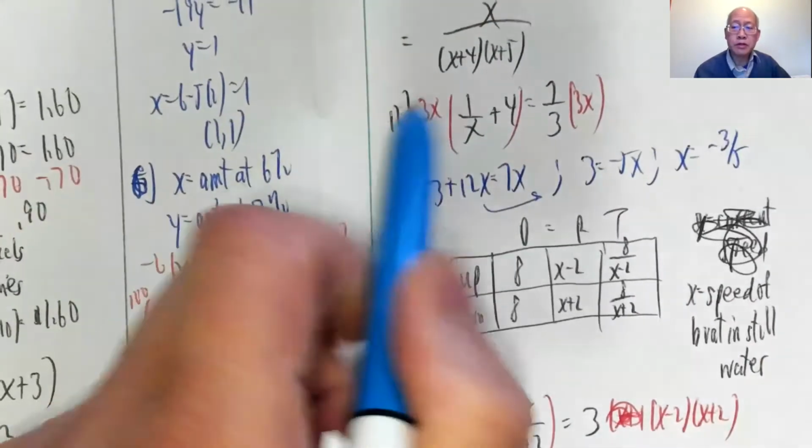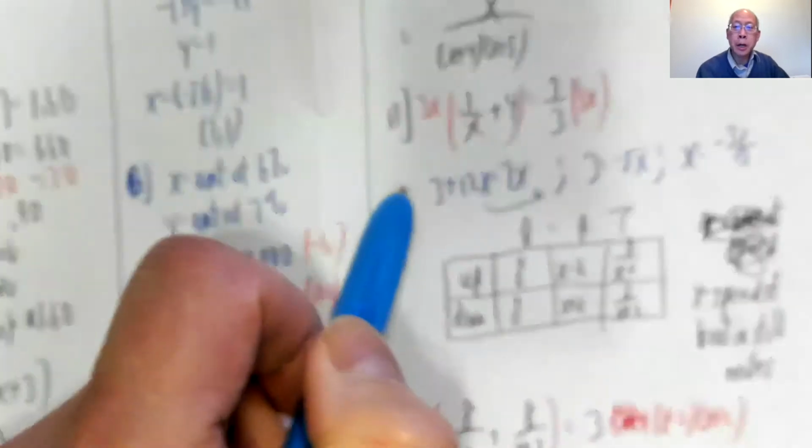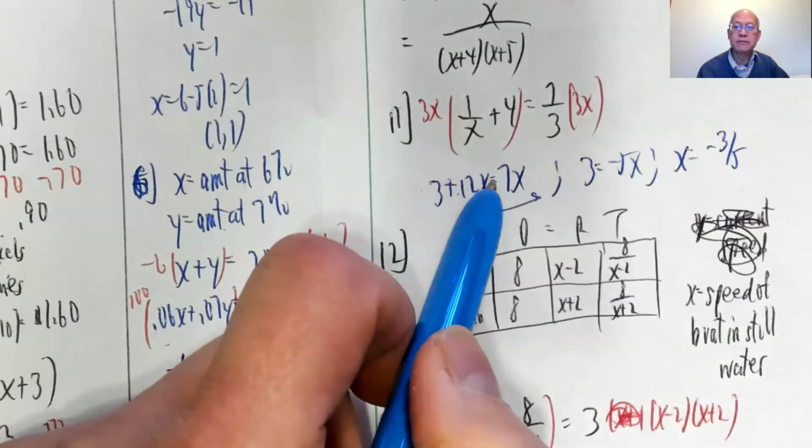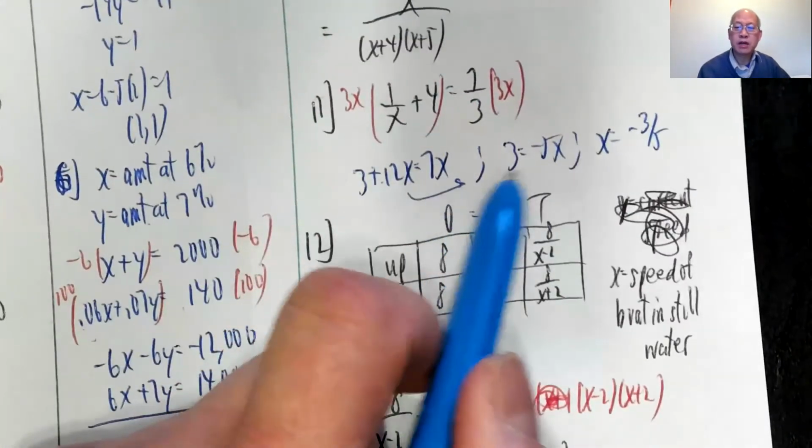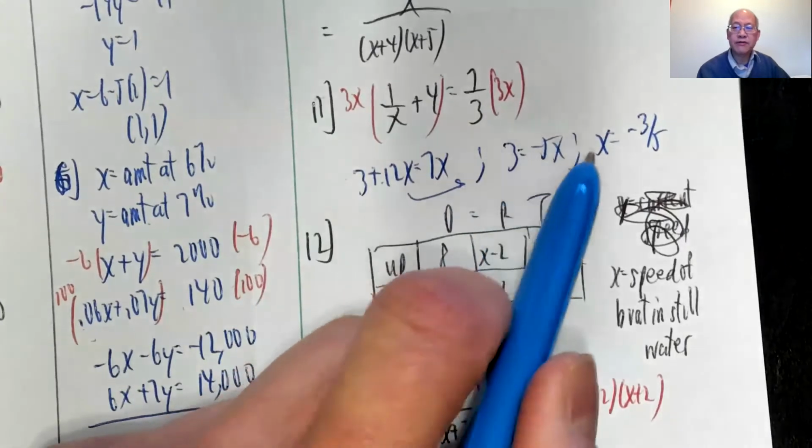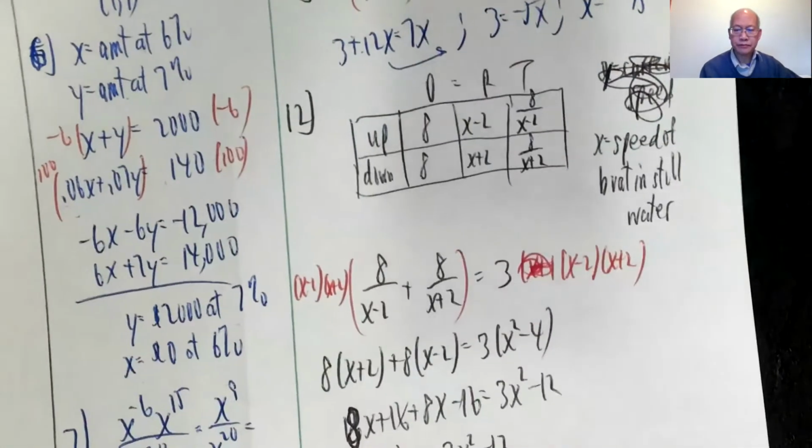Number 11, multiply both sides by 3x to clear the fractions. 3 plus 12x equals 7x. Subtract 12x: 3 equals -5x. Divide by -5, x equals -3/5.